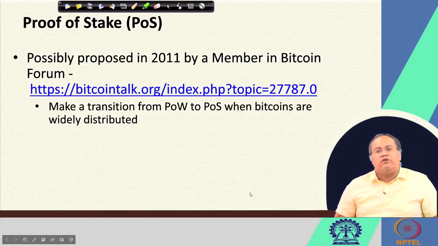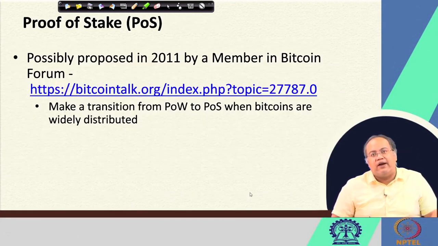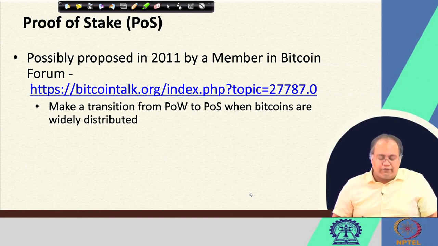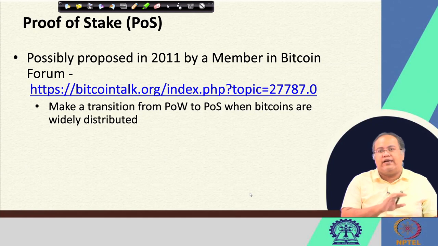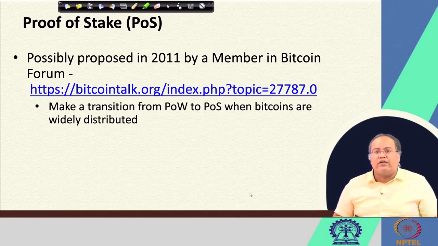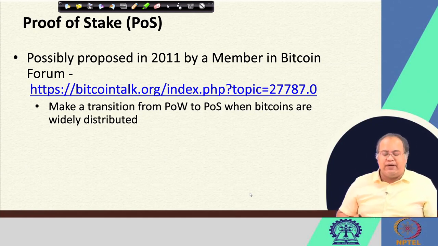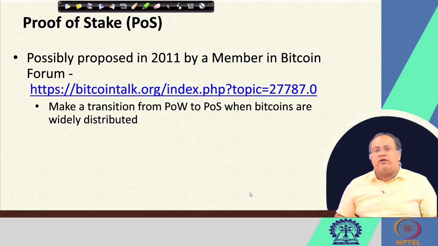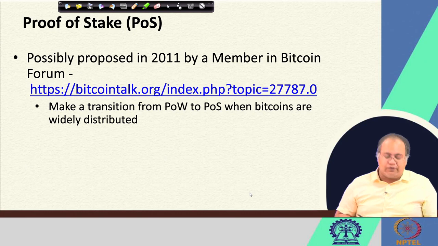Well, people have tried to think of different kinds of consensus mechanisms on top of the proof of work blockchain, and the earliest of them was proof of stake or POS. This proof of stake was possibly proposed in 2011 by a member in the Bitcoin forum. There was no formal paper like the Bitcoin paper. It was something that was just proposed in the Bitcoin forum as a solution to this problem that is there for proof of work blockchain.